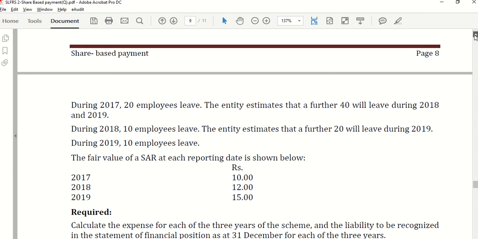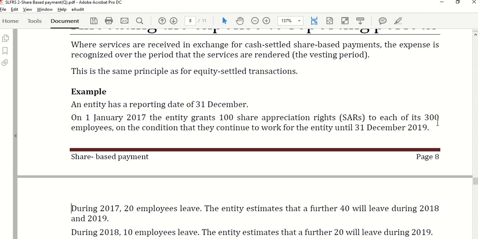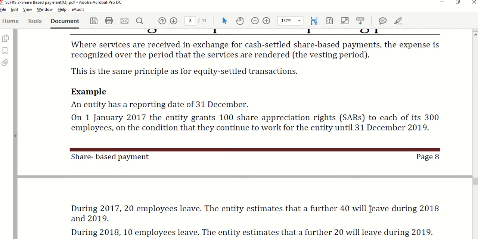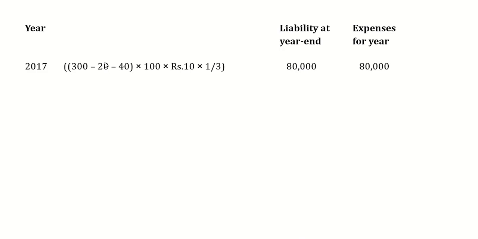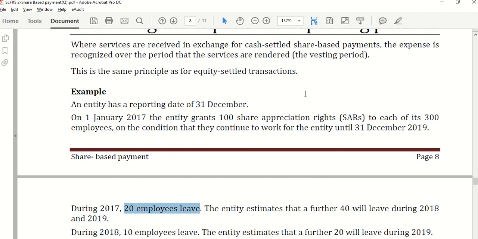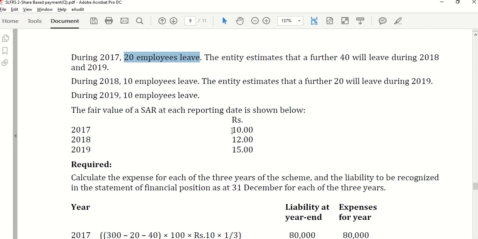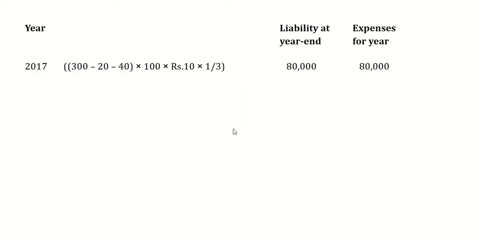The entity has 300 employees. What happened? In 2017, 20 employees leave and the entity estimates a further 40 will leave. So in 2017, 20 already left and they're expecting another 40 to leave. So we deduct those two, and each is eligible for 100 share appreciation rights, multiplied by the value you want to take. Now you want to take the fair value at each reporting date. How much is it at 31st December 2017? The fair value is 10.